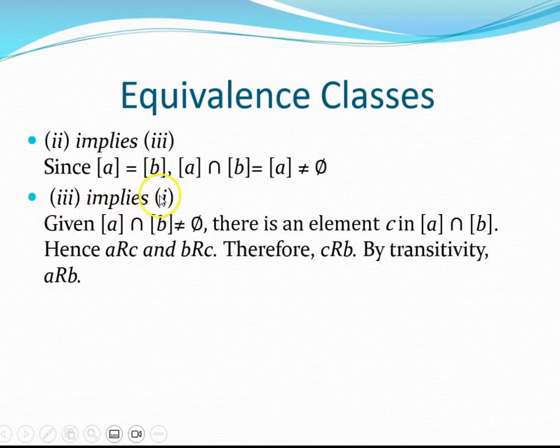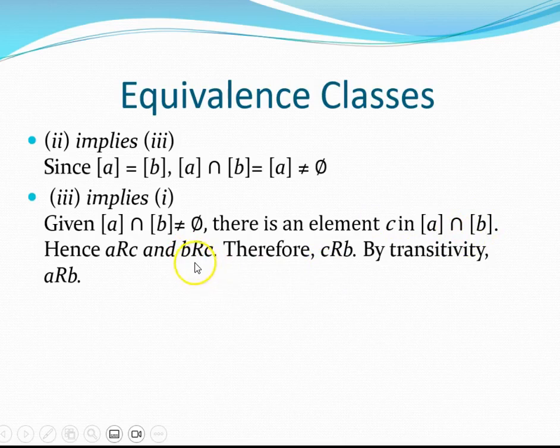3 implies 1. How do we prove this? Given 3, we are given that the intersection of these two classes is not empty. This means that there is an element c in that non-empty intersection. This c belongs to the class of a, so a must be in relation with c, and this c must be in relation with b because it is in the class of b.